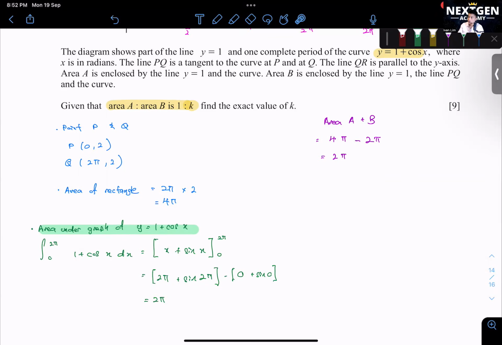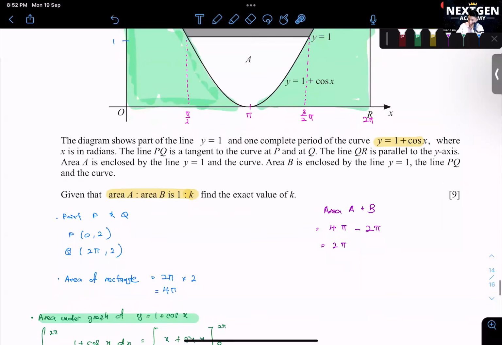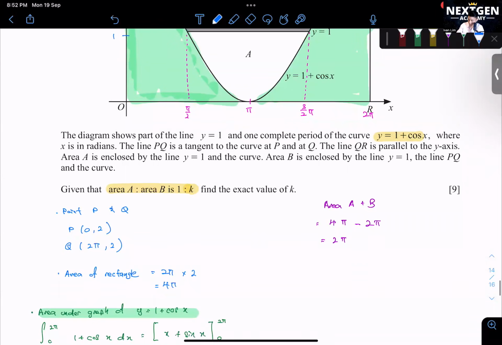All right. Now, how do I find the area A? Okay, so we look over here. Area A. Can I repeat the same thing again? I find the area of the rectangle minus this small area here. Okay, I want to find what area A is next.